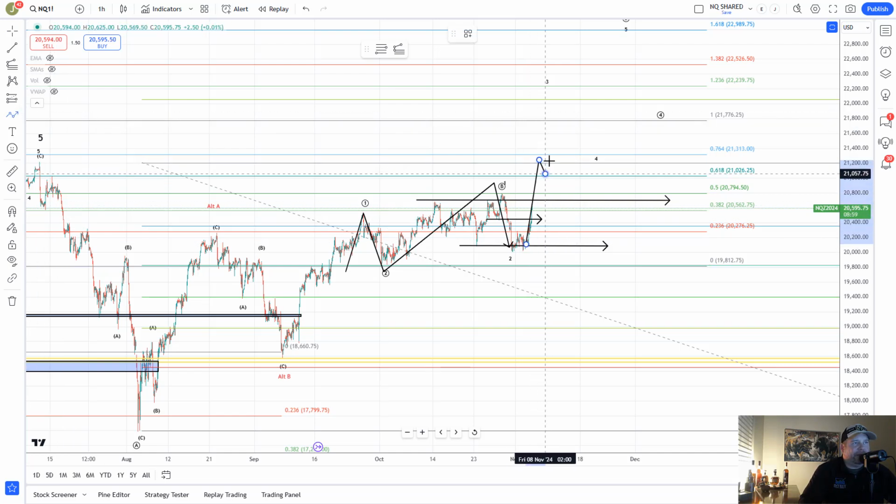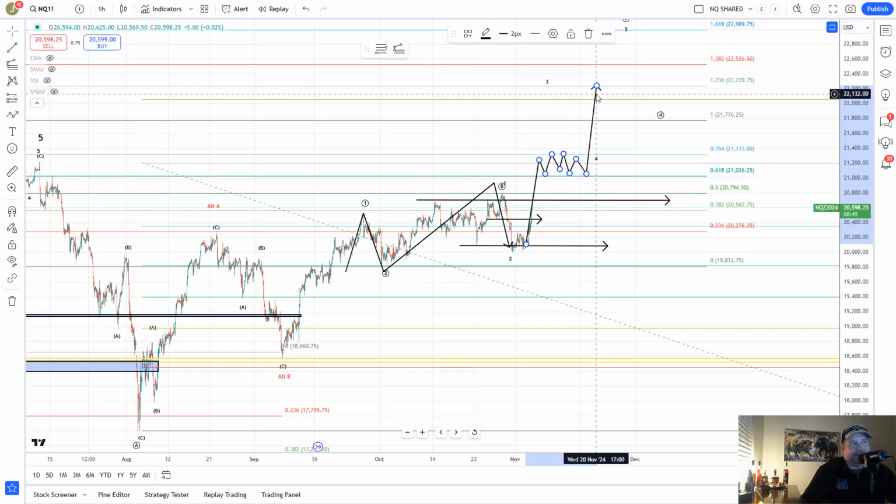The consolidation area is the 21,000 to 21,300 area. We would look for them to consolidate a little bit there and then break out again, looking for 22,239 overall. Then we'd look for a pullback and another breakout up towards 23,000 in a bigger move of this C wave up, given that the 1-2 developed the way it did.